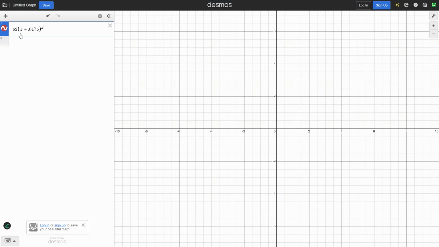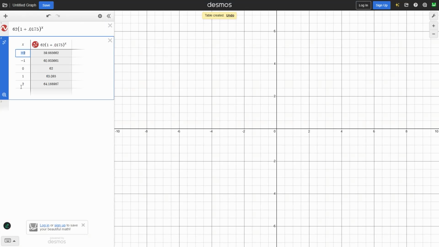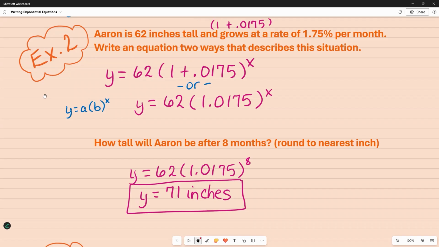So starting here, if I typed it in like this with the x, go ahead and go to the table by selecting the gear setting. Select table, and I notice I don't see the number 8, so I'm going to manually type 8 in, and that gives me my answer. You were asked to round it to the nearest inch, which means there should not be any decimals. The number after the decimal, if it's 5 or higher, I'm going to add 1 to the number in front. If not, drop all of that and just leave what's in front of your decimal. Your answer should be 71 inches.